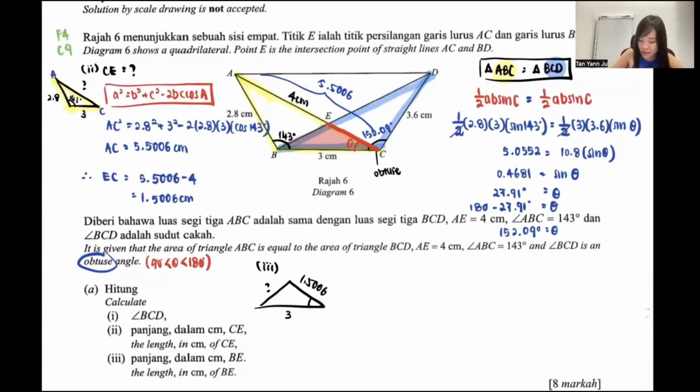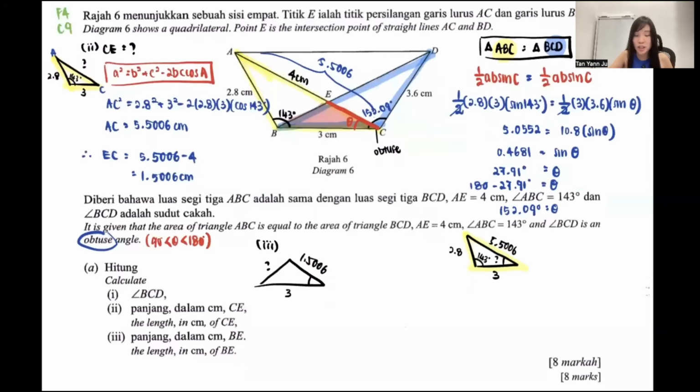This particular angle is actually under the yellow triangle. Wait, I write here. It's under the yellow triangle. So focus on the yellow one and try to find the angle first. How do I find it? I want to find the angle here. I know this side is 2.8, I know 143 degrees, and I even know its opposite side is 5.5006. I also know this side is 3 cm. So how do I find the question mark? The one I want to find is opposite 2.8, and 143 is opposite 5.5006, so I have two opposites.